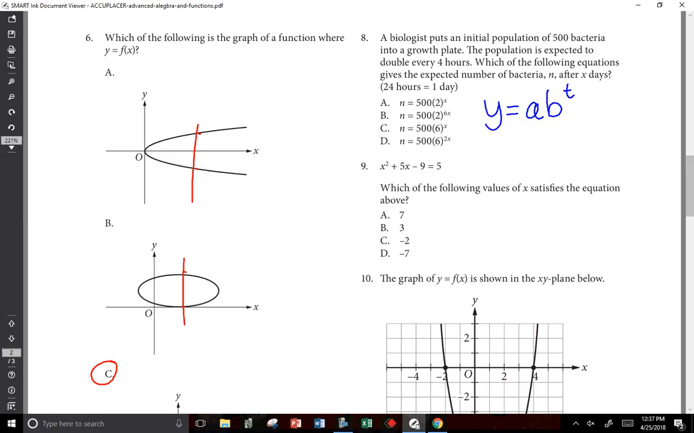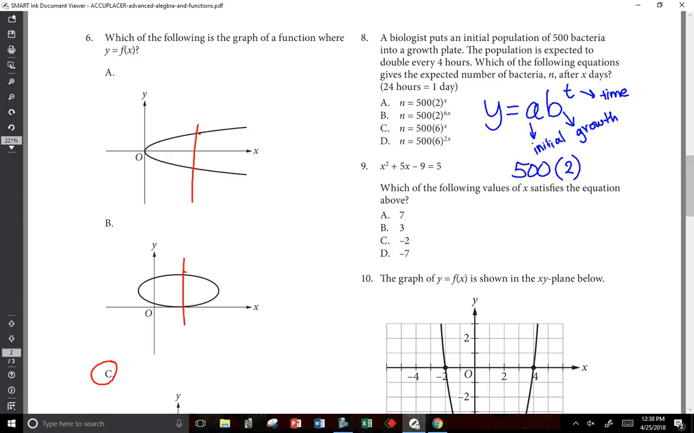It's double, so 2. And what's the time? 4 hours. If it doubles every 4 hours, then how many times is it doubling in 1 day? 6. So that's why it would be 6x. What? If it doubles, yeah. Hours. Because there's 6 4-hour blocks in a day. Oh, okay.